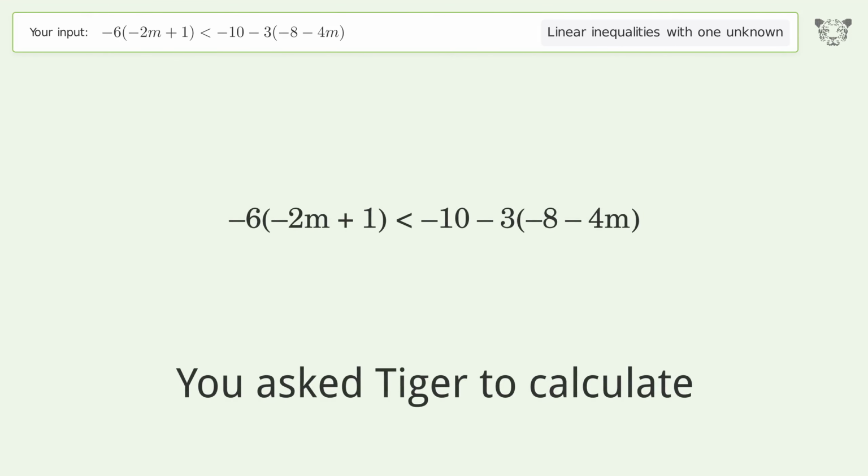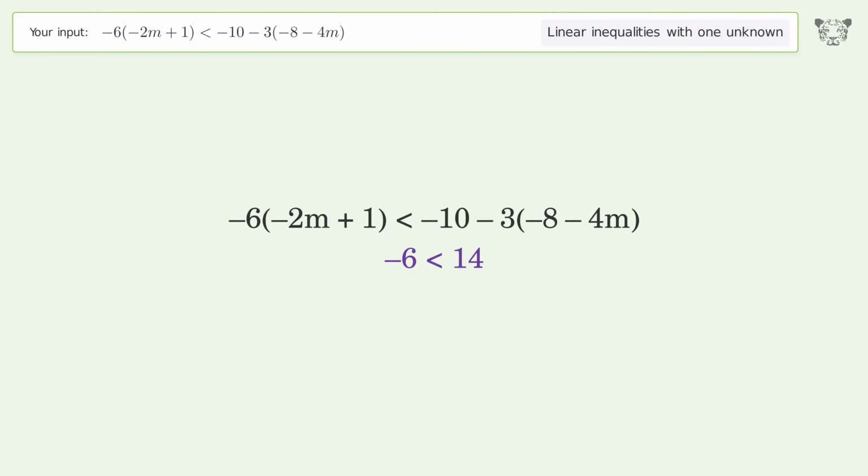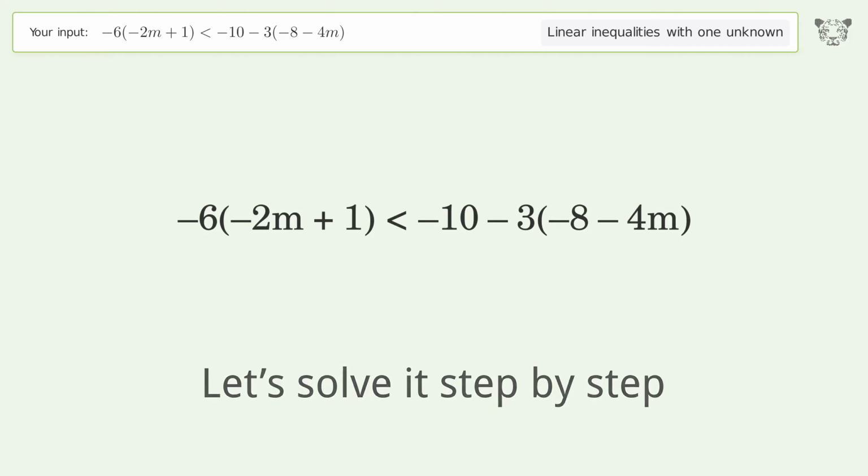You ask Tiger to calculate. This deals with linear inequalities with one unknown. The final result is -6 smaller than 14. Let's solve it step by step.